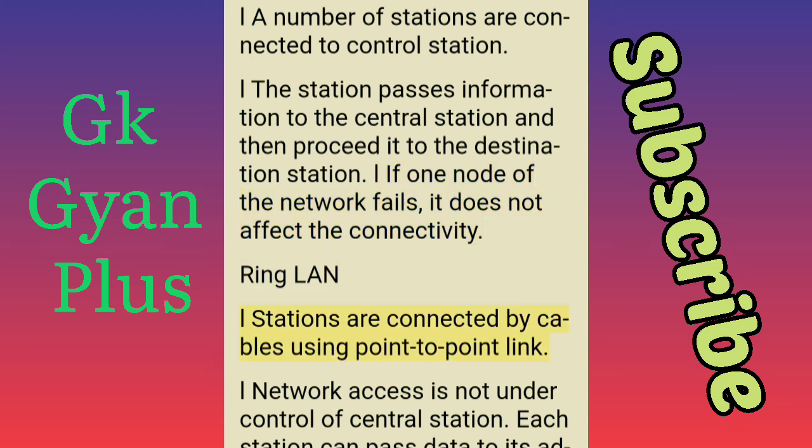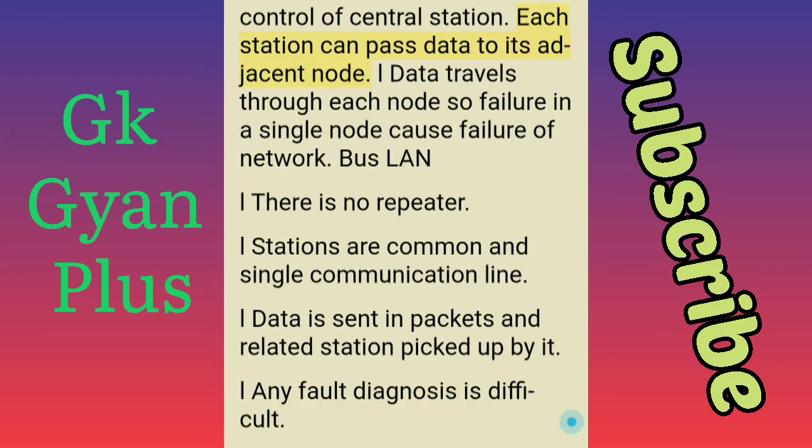Ring LAN. Stations are connected by cables using point-to-point links. Network access is not under the control of a central station. Each station can pass data to its adjacent node. Data travels through each node, so failure of a single node causes failure of the network.